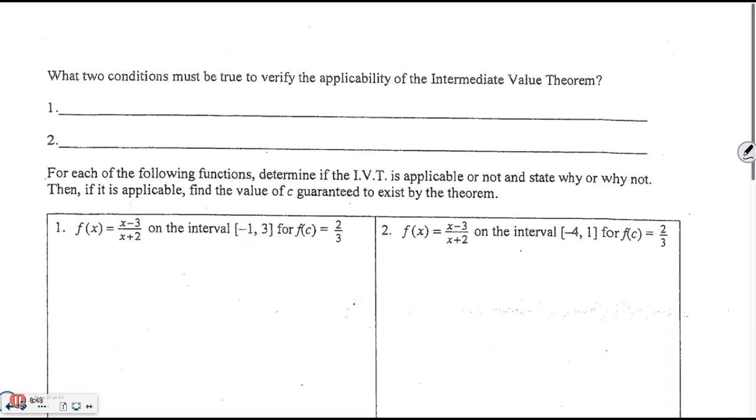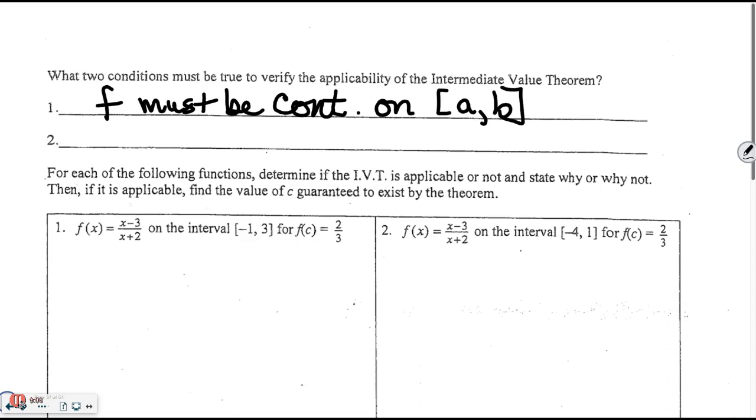What's one thing that has to happen? You already said it. Yes, on the interval. So f must be continuous on the interval given. That's the first thing you check, because if you can't apply it, you don't want to spend time applying it. On your homework today, if the answer is no, because the function's not continuous, well then stop and say no, the function's not continuous. So that's nice and easy. On this one, we're going to verify continuity first. Let's try it.